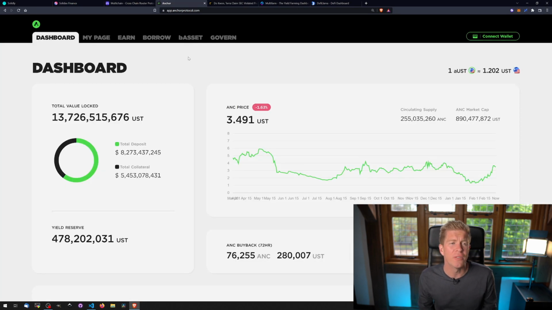With that being said, there's a lot of funds locked in Anchor Protocol. The total value locked is over $13 billion with a yield reserve of $478 million, which means that there is some barrier if we see a long-term market decline.